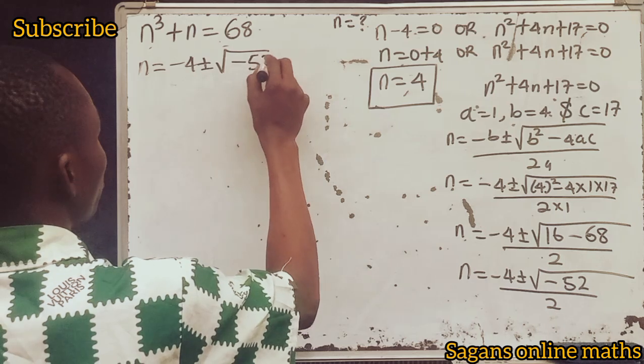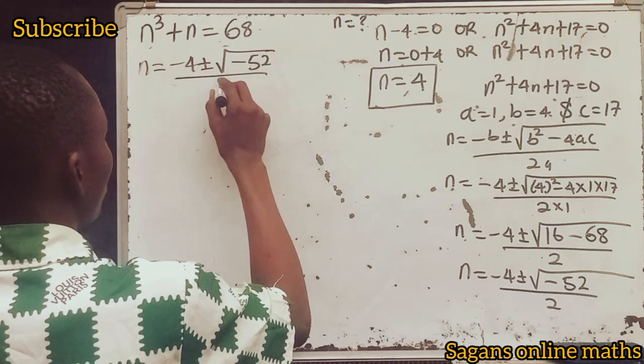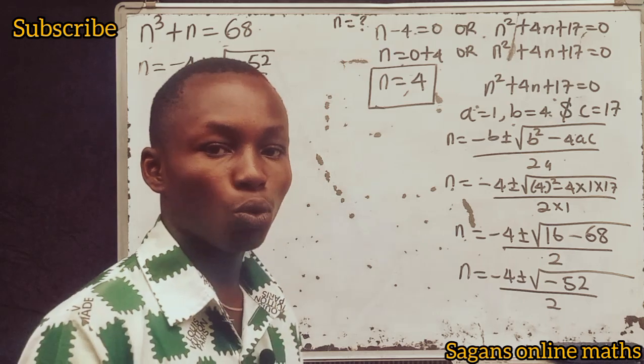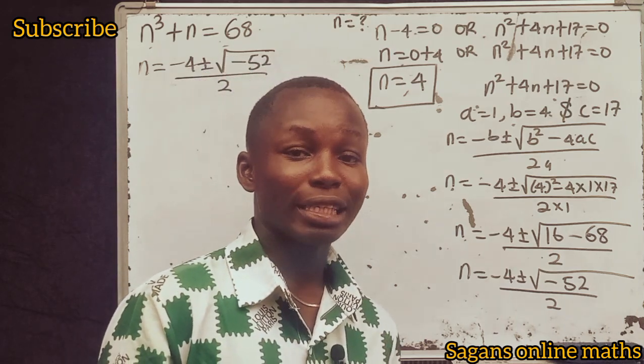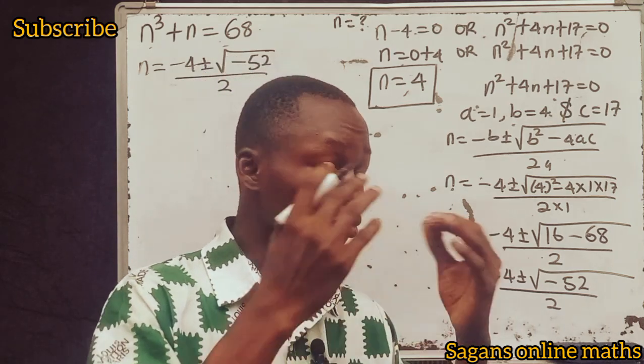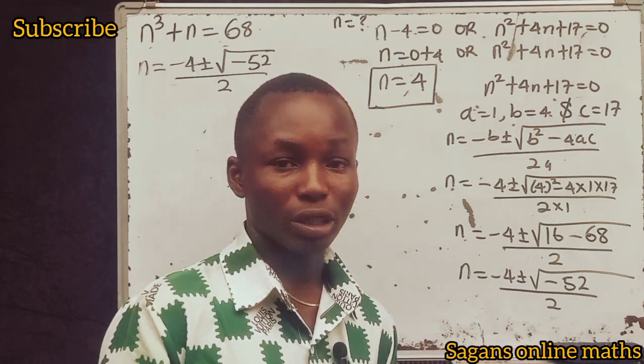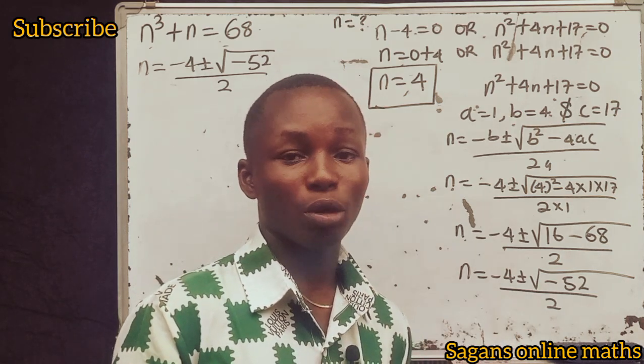Minus 52, divided by 2. Now I want you to remember one of the properties of Euler's identity. Euler's identity is one of the beautiful parts of mathematics, when you are dealing with complex units or the negative number, which is -1.